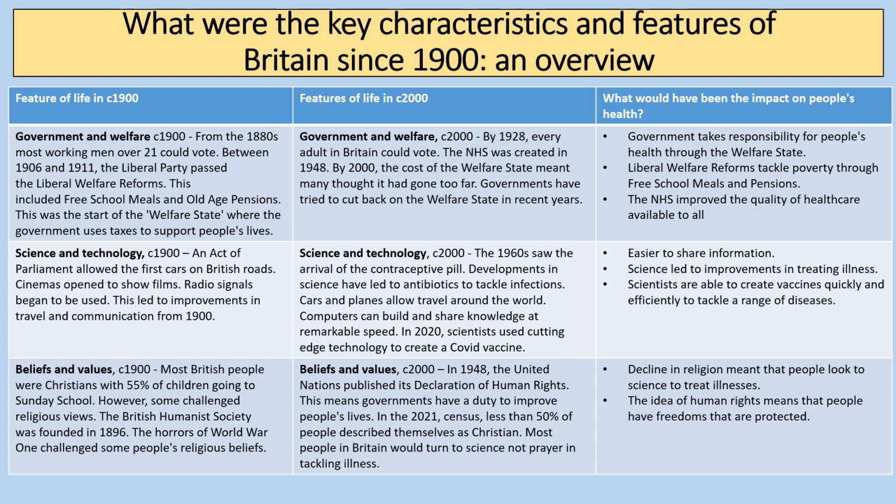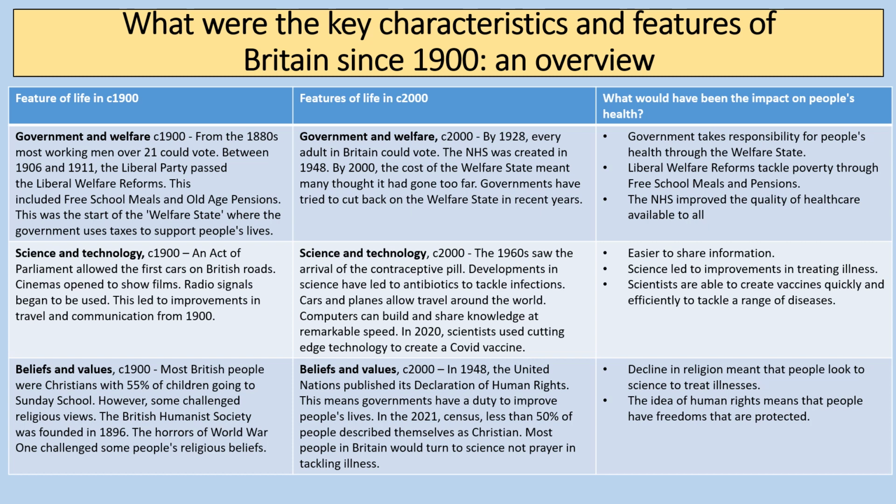So we're just going to look at the key characteristics and features of Britain since 1900 in each of the different areas, thinking about change between 1900 and the year 2000, and then what would have been the impact on people's health. So in terms of government and welfare, from the 1880s, most working men over 21 could vote. Between 1906 and 1911, the Liberal Party passed the Liberal Welfare Reforms, which included free school meals and old age pensions, and that was the start of the welfare state, where the government uses taxes to support and improve people's lives. In 1928, every adult in Britain could vote and the NHS was created in 1948.